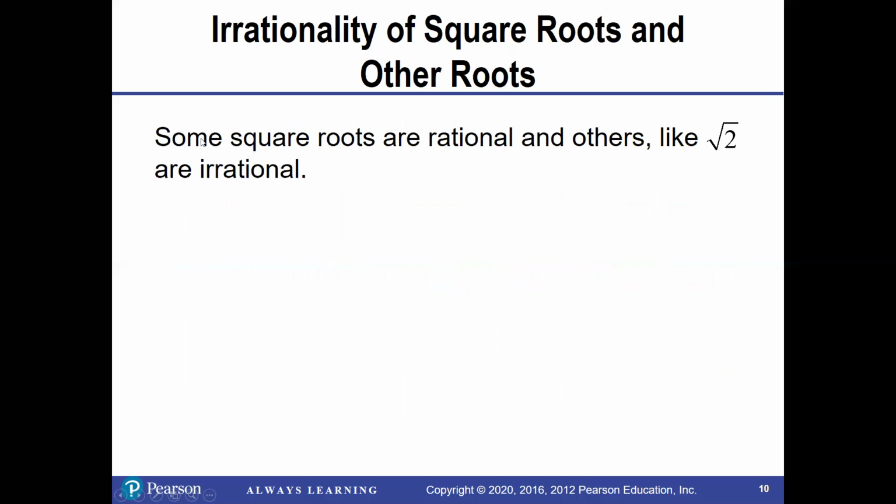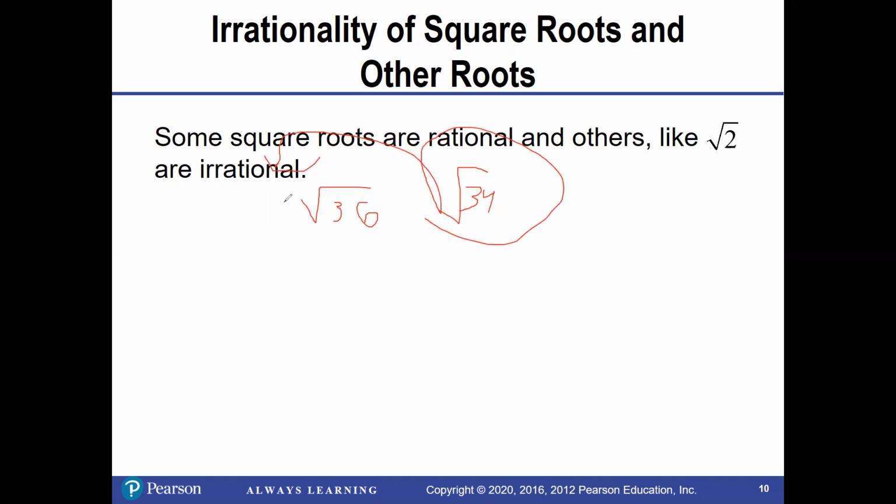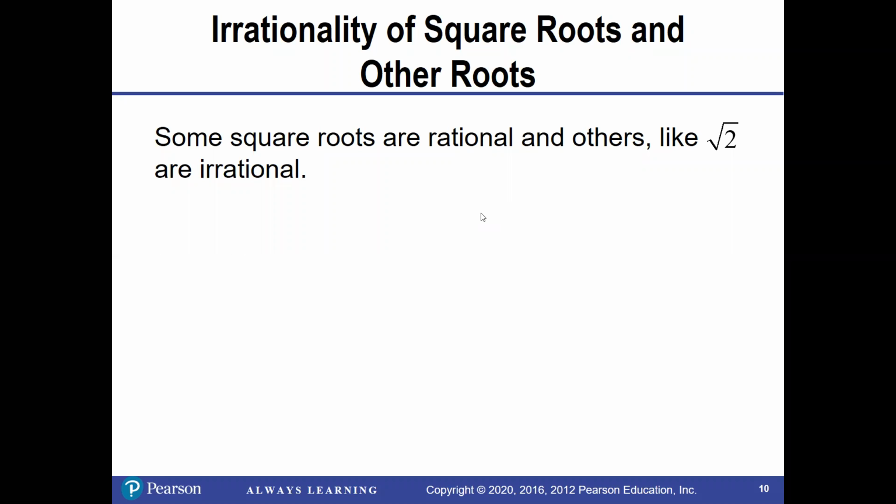Okay. So some square roots are rational, while others, like the square root of 2, are irrational. If the square root can be simplified, like the square root of 36, that is rational because it's 6. The square root of 34 is irrational, because it can't be simplified to a whole number. It's got to be able to simplify to other real numbers.